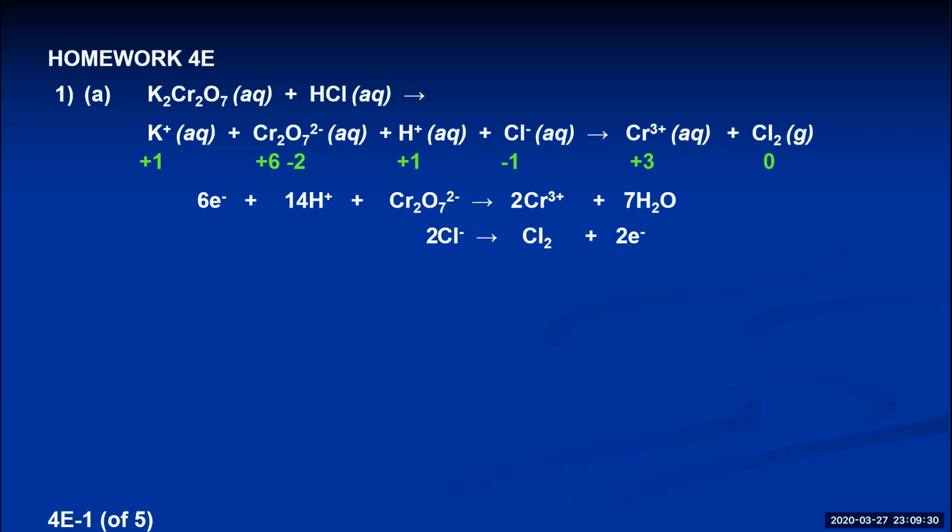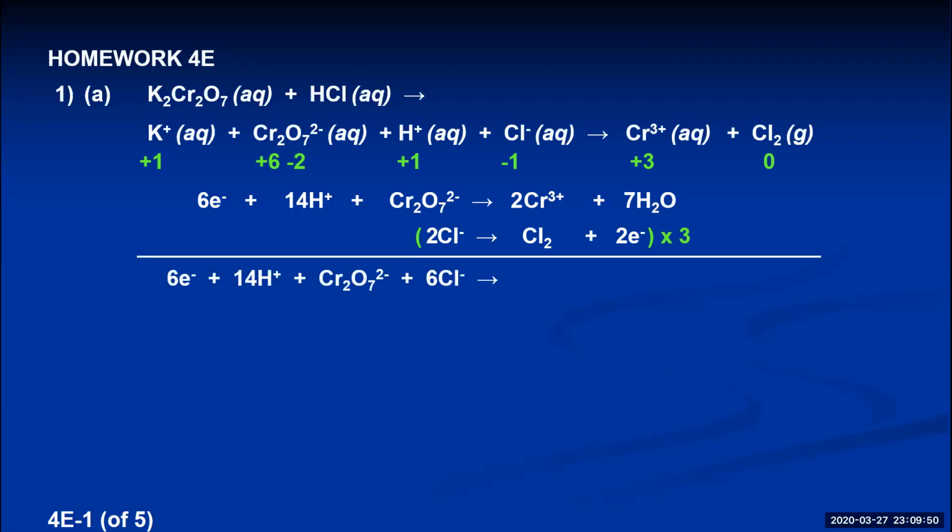So now that we have our 2 balanced half reactions, before we can add them together, we have to equalize the electrons gained and lost. And because the bottom reaction is only losing 2 electrons, where the top reaction is gaining 6, we're going to multiply the whole bottom reaction by 3. So it'll become 6 chlorides yields 3 Cl2s plus 6 electrons.